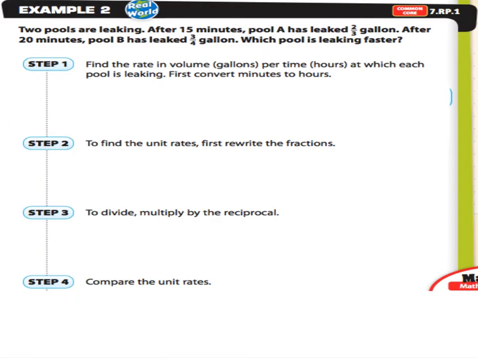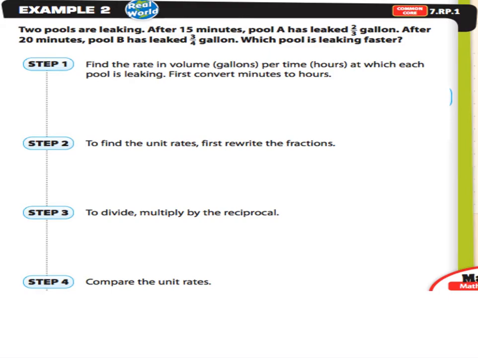All right, example number 2. So using unit rates, and we're going to do some comparing. So 2 pools are leaking, and after 15 minutes, pool A has leaked 2/3 of a gallon, and after 20 minutes, pool B has leaked 3/4 of a gallon. Which pool is leaking faster? So first, we're going to find the rate in volume, so gallons per time, hours, and so we're going to find the rate at which each is leaking, and we're going to convert minutes to hours.